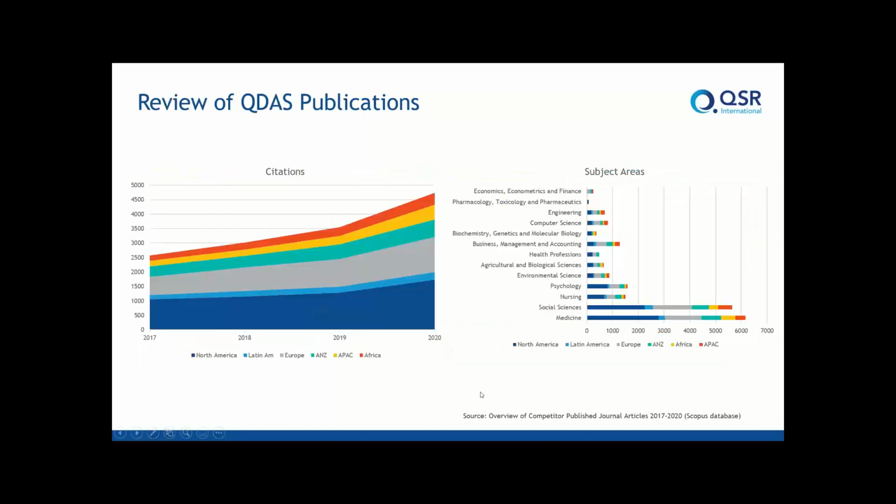And so what we wanted to share too is some of our own research we've done in regards to publications and the Scopus database from 2017 to 2020. And so we looked at all qualitative analysis software and where it's mentioned in publications. And you can see there's definitely a trend across the globe that more people are citing qualitative data analysis software, which to me means also more qualitative articles too. And then you can see the top subject areas there also.